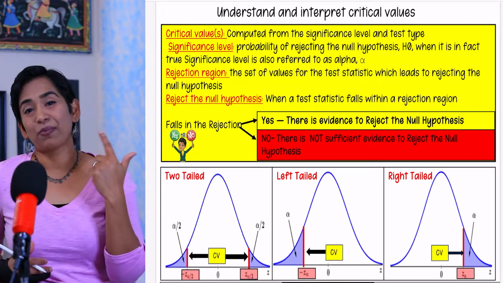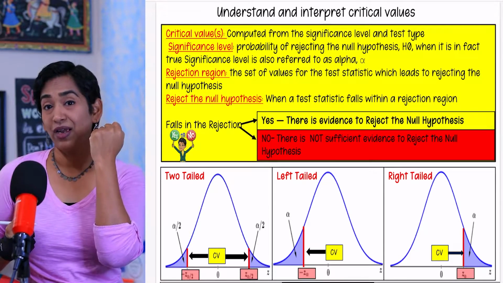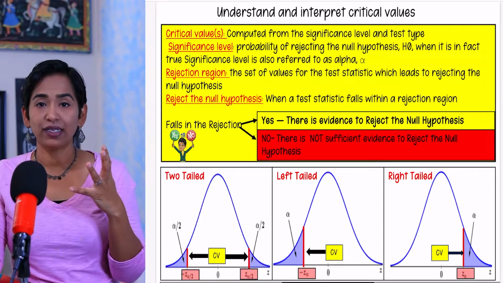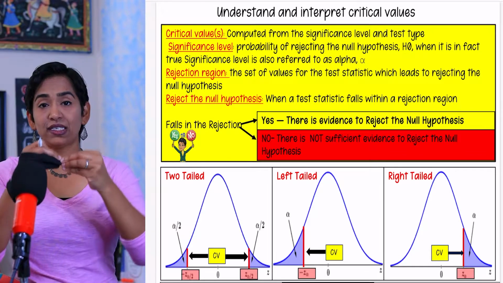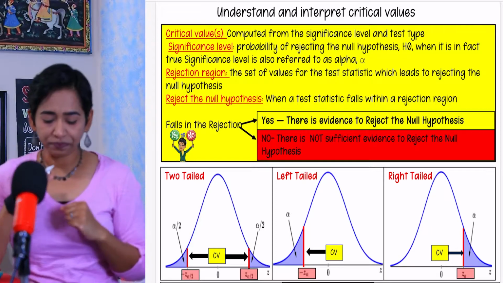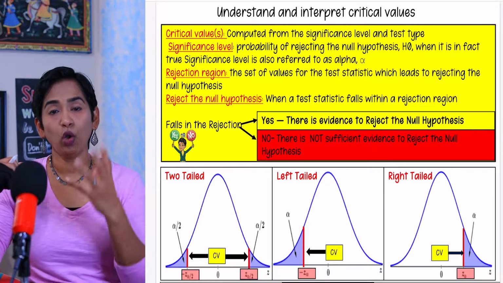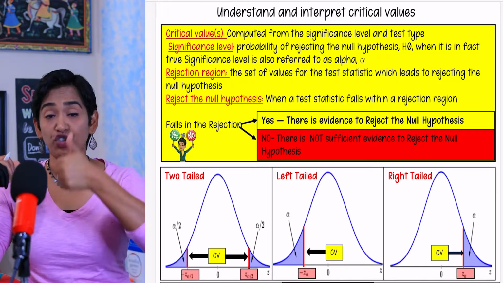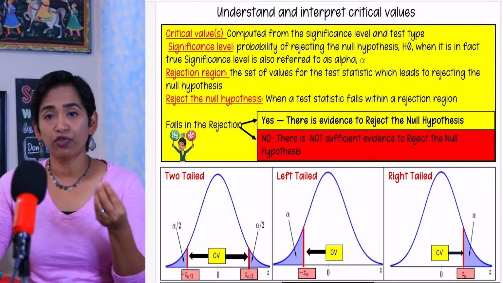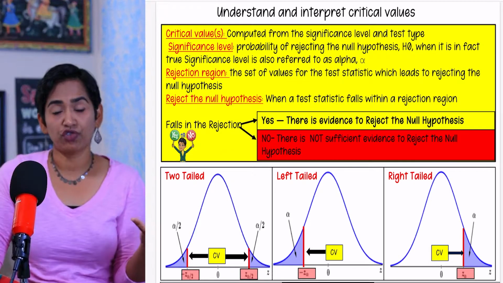Significance level is the probability of rejecting null hypothesis when actually a null hypothesis is true. Rejection region is the set of values that when your test statistic falls in the rejection region, automatically it gets rejected. Remember, in your hypothesis testing, you always focus on either rejecting your null hypothesis or failing to reject. So when do you reject? You reject when your test statistic falls in the rejection region.